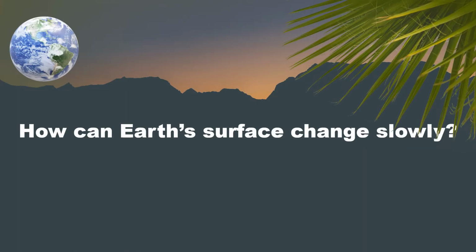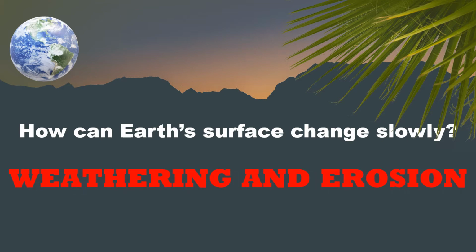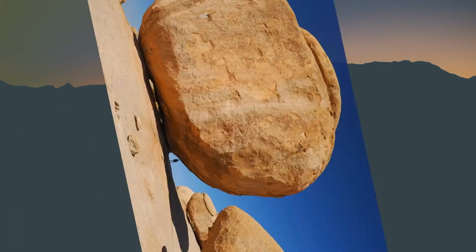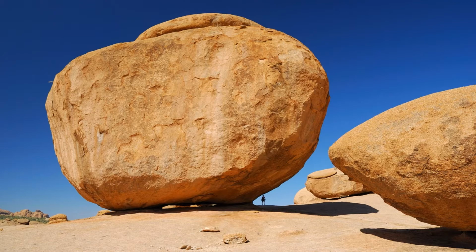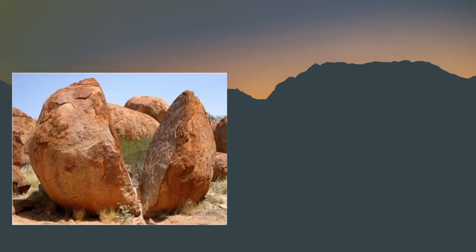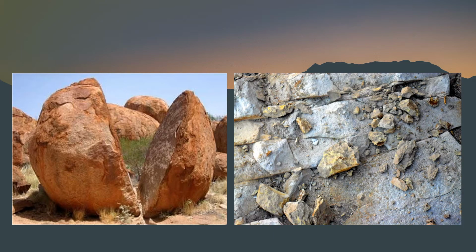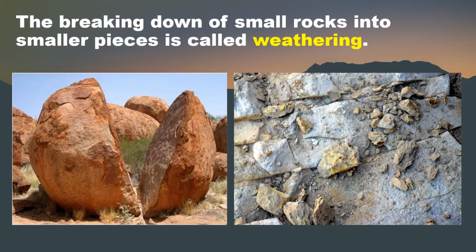How can Earth's surface change slowly? The answer is weathering and erosion. Some might think that hard rocks cannot change or break, but they do. Large rocks break into smaller rocks. Smaller rocks break down into sand and soil. The breaking down of rocks into smaller pieces is called weathering.